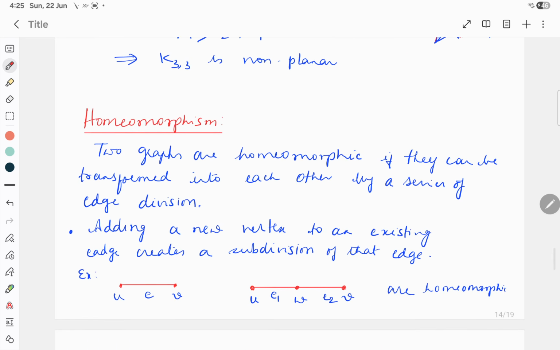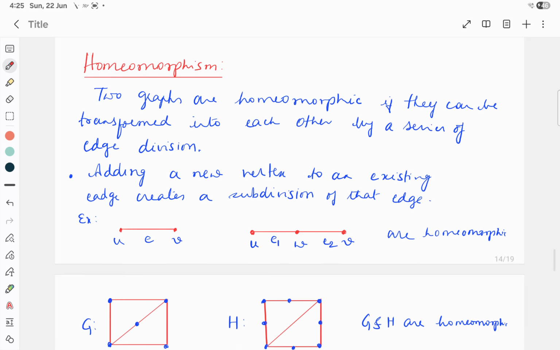So next, how to check whether a given graph is planar or non-planar. Before going to the condition for planarity, or the step-by-step procedure for checking whether the given graph is planar or non-planar, first we need to know what is called homeomorphism. So what is homeomorphism? Two graphs are homeomorphic if they can be transformed into each other by a series of edge divisions.